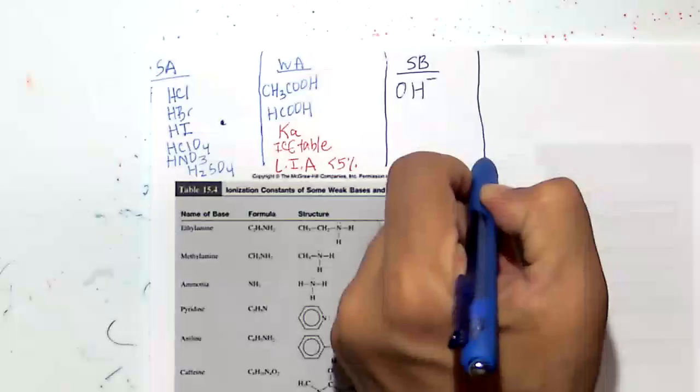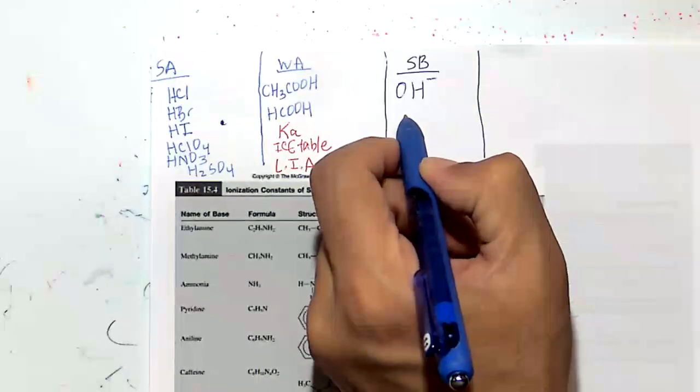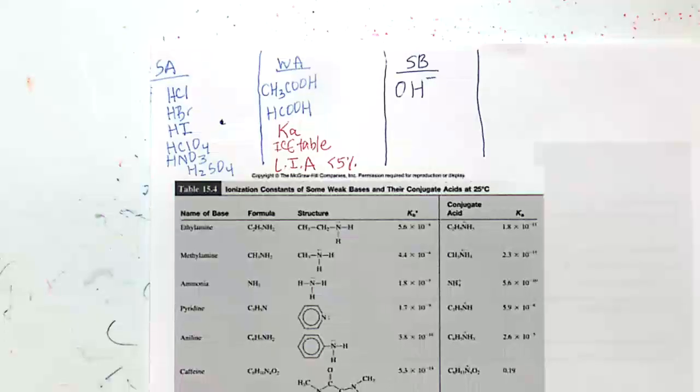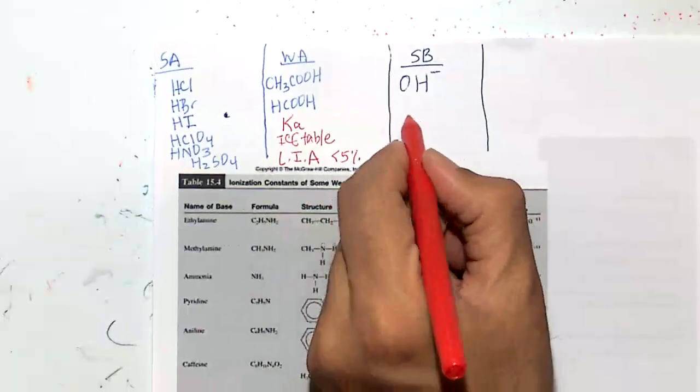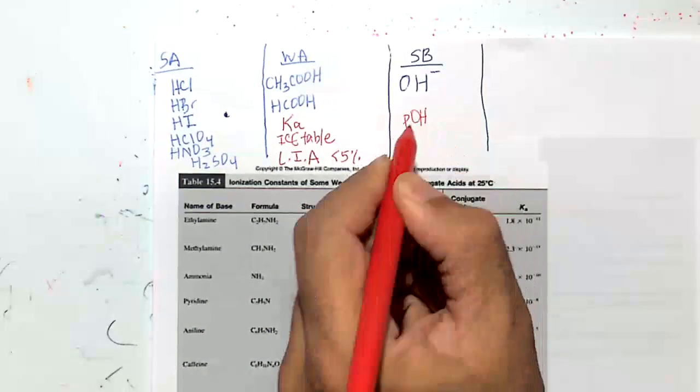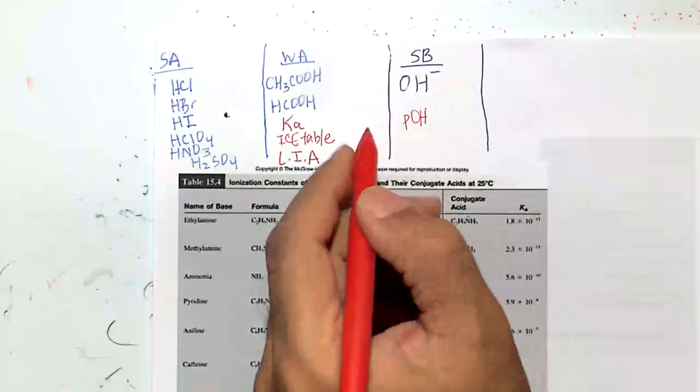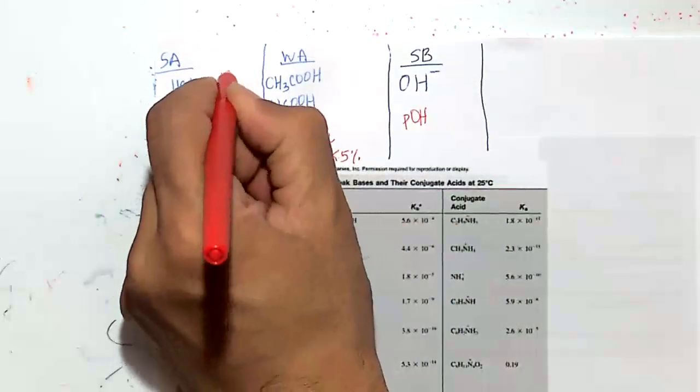So this is what we look for here. We don't plug straight into the pH equation. What do we plug it into? The pOH equation. So we plug that into the pOH. Here we plug it straight into pH.